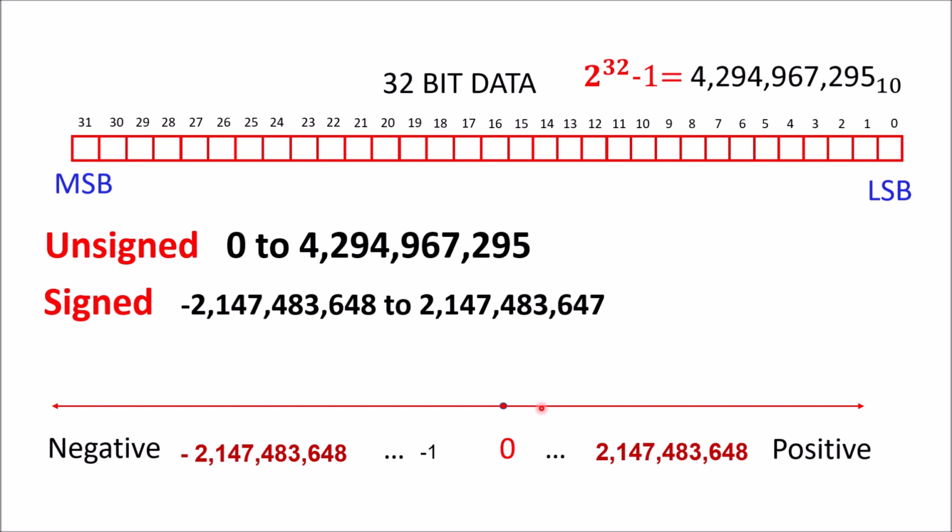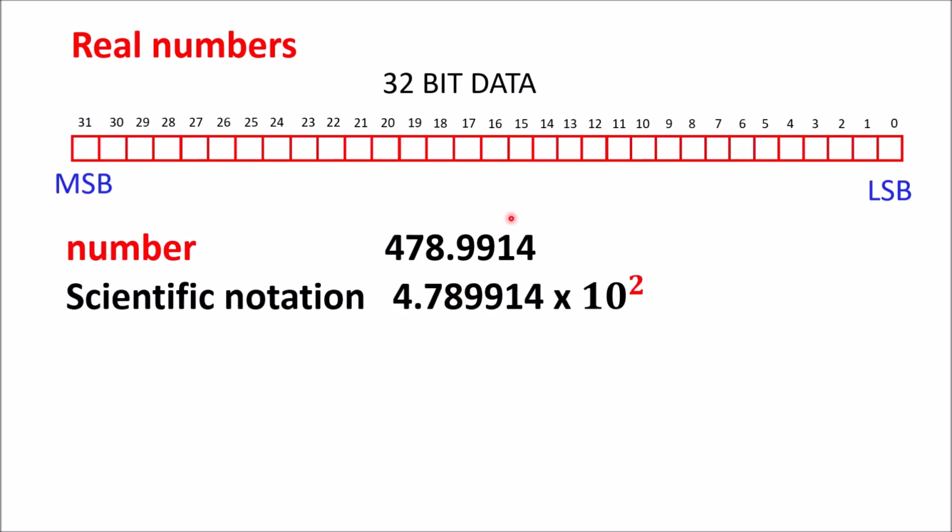And let's continue. What happens now with numbers that have a fractional part, that is real numbers? Well, they need to be written in at least a 32-bit data. So say for instance that we have this number here, which is 478, this decimal point, and we want to express it in digital format. It is coded in a more complex manner.